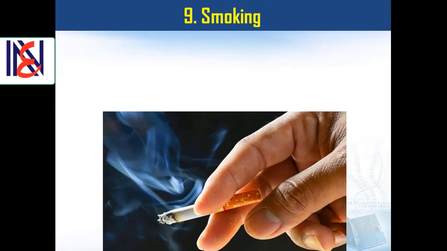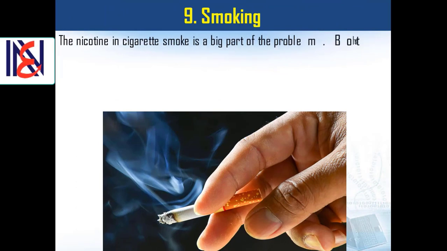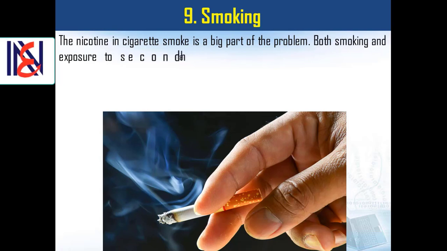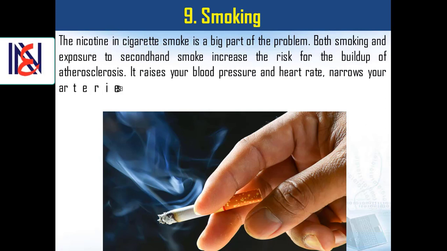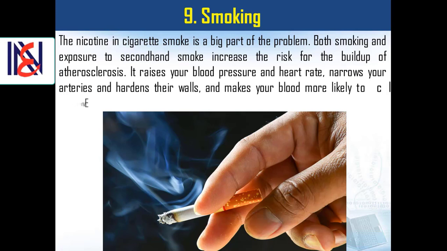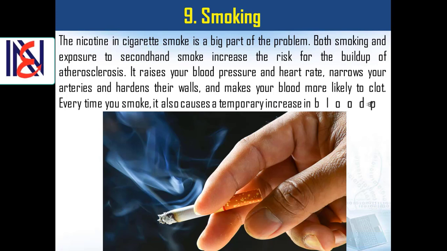9. Smoking. The nicotine in cigarette smoke is a big part of the problem. Both smoking and exposure to second-hand smoke increase the risk for the buildup of atherosclerosis. It raises your blood pressure and heart rate, narrows your arteries and hardens their walls, and makes your blood more likely to clot. Every time you smoke, it also causes a temporary increase in blood pressure.